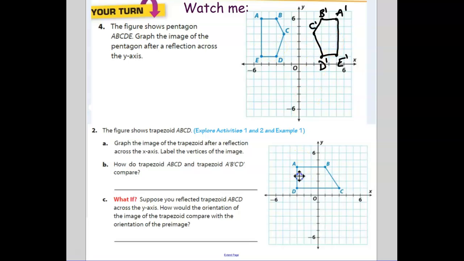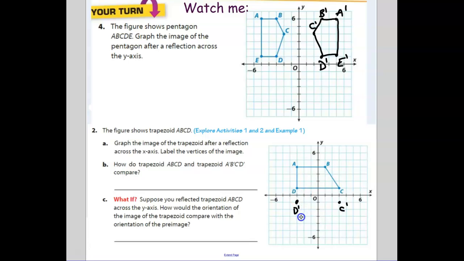Okay, I'm going to do one more down here. I'm going to start with D. It's 1 away. This time I'm reflecting across the x-axis. So I'm going to put D prime 1 away as well. C prime is 1 away, so I'm going to make it 1 away, but on the bottom this time.